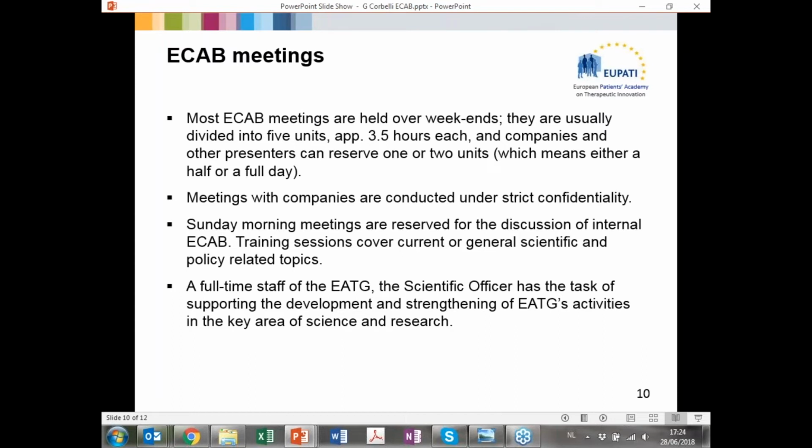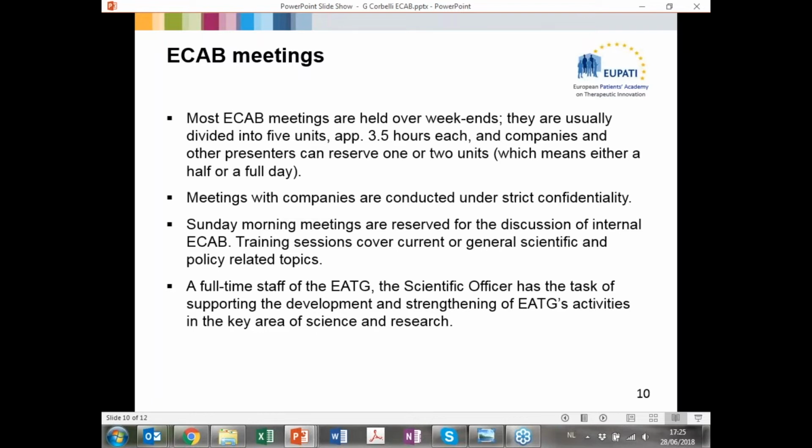Let's see some practicalities of the ECAB meetings, which are of course one of the most important parts of our work. So usually the ECAB meetings are held over the weekends from Friday to Sunday. There are 5 sessions, so to say, 5 units: Friday morning, Friday afternoon, Saturday morning, Saturday afternoon, and Sunday morning. And companies can present during one session or 2 sessions, so half a day or a full day.